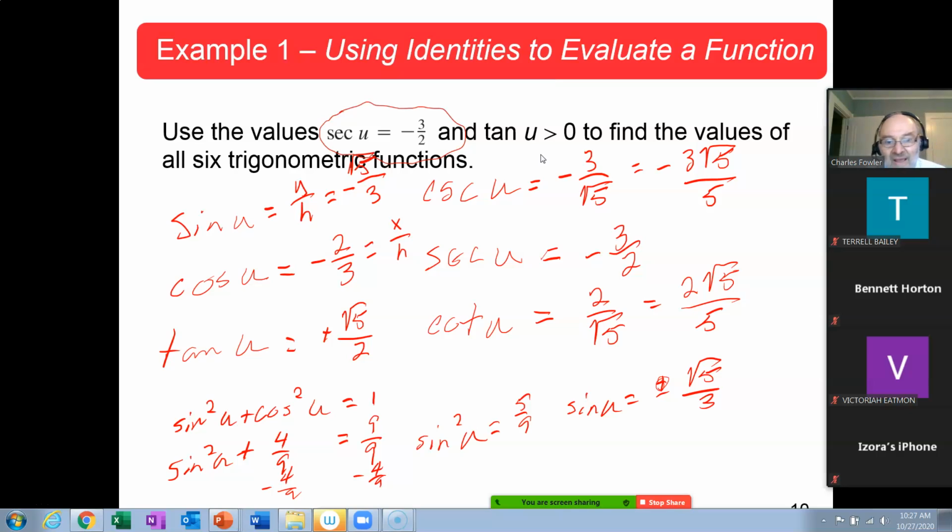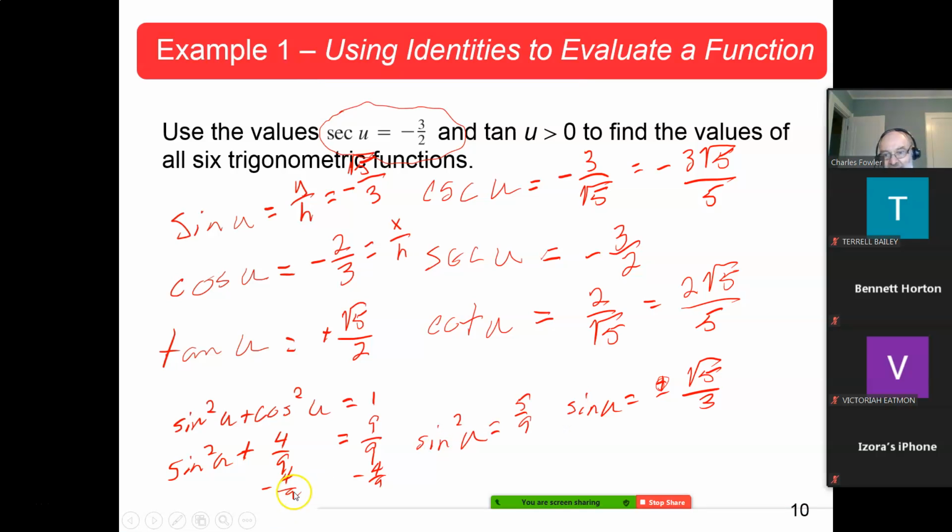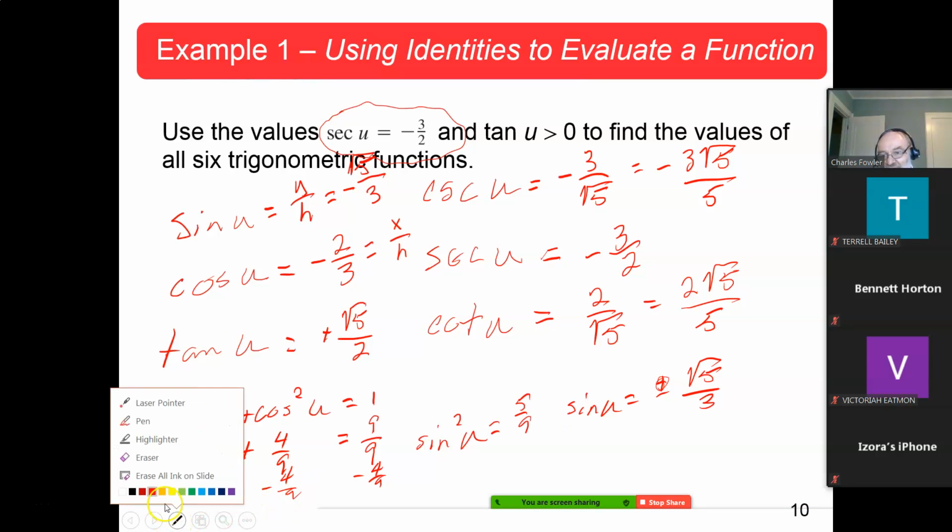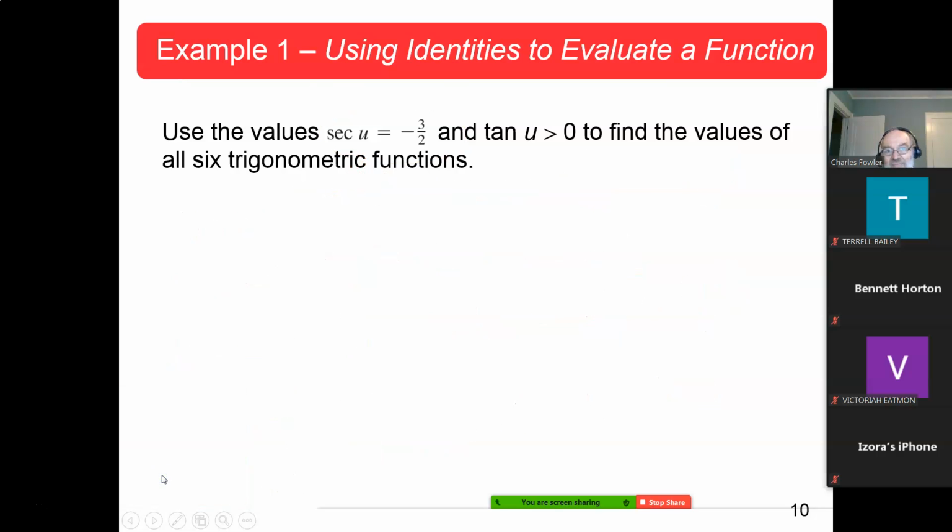All right. Do we have any questions on this one so far? Now, I did it slightly differently from what the book will do. I think this is a little bit easier way to do it than the way the book does, but we'll see they use the same principles. So let's clear my ink out of the way and see what they do.